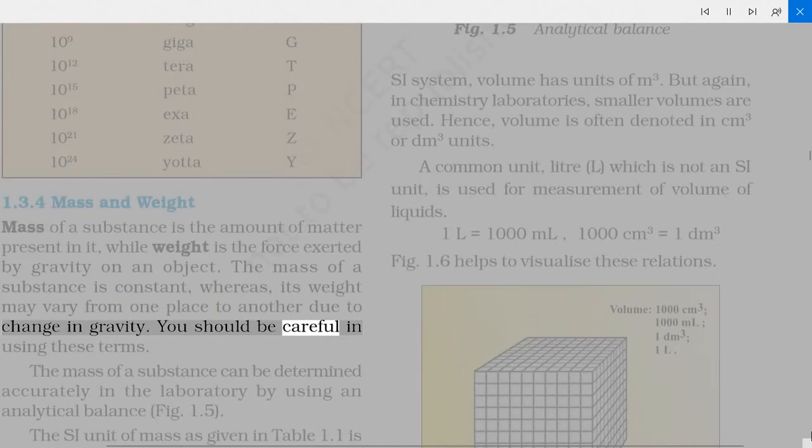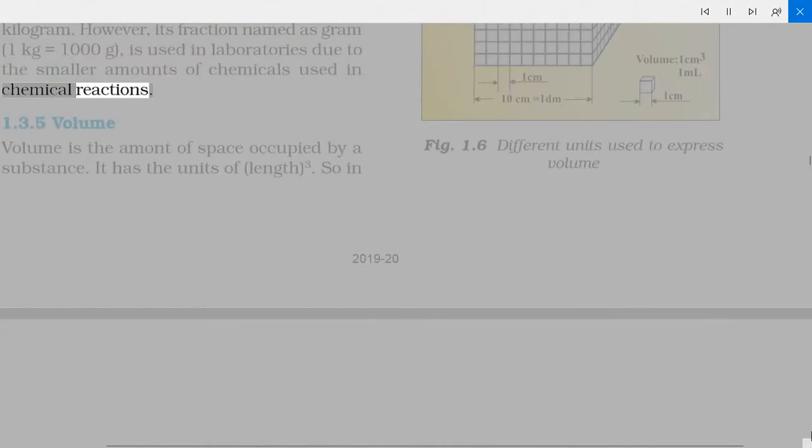The mass of a substance can be determined accurately in the laboratory by using an analytical balance, Fig. 1.5. The SI unit of mass as given in Table 1.1 is kilogram. However, its fraction named gram, where 1 kilogram is equal to 1000 g, is used in laboratories due to the smaller amounts of chemicals used in chemical reactions.